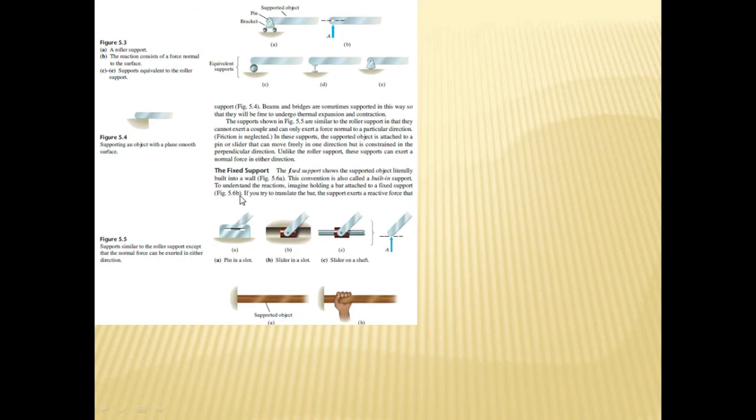To understand the reactions, imagine holding a bar attached to a fixed support. To understand the reaction, you support a bar which is attached to a fixed support here. And if you try to bend it downwards, where will the reactions be generated? It will generate somewhere here.